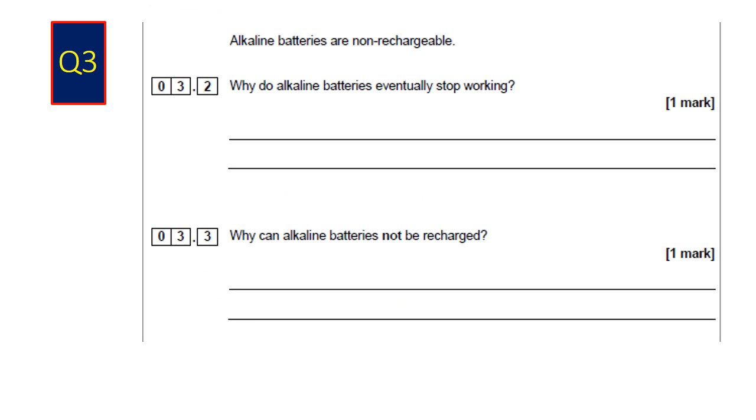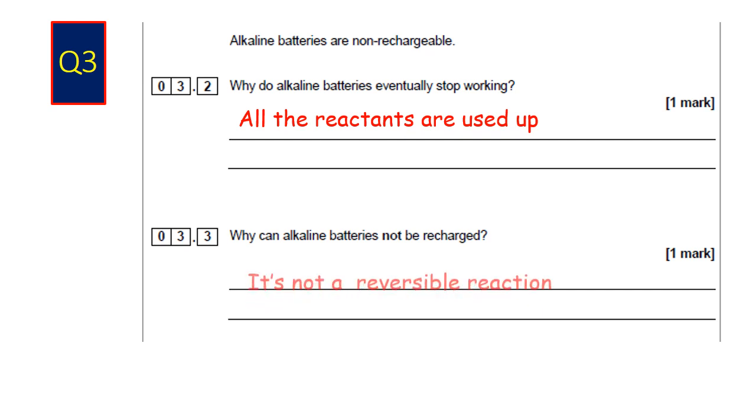So alkaline batteries are non-rechargeable. Why do alkaline batteries eventually stop working? Well, why does any chemical reaction stop? The reactants are all used up, or they've run out. Why can alkaline batteries not be recharged? It's not a reversible reaction.